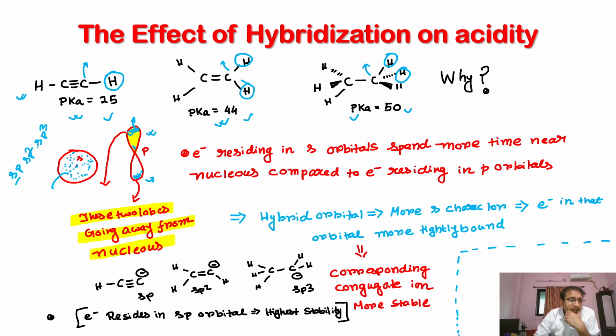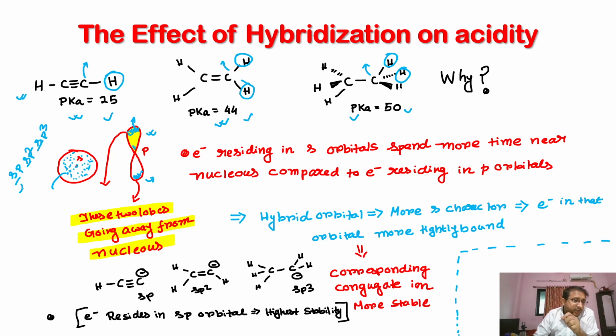So in this hybridized orbital, as the percentage of the s character increases, listen carefully, the electron will spend much more time close to the nucleus. Because in the case of a pure s orbital, all the electrons spend much more time closer to the nucleus. So as the percentage of the s character in any hybridized orbital increases, those electrons will be tightly bound by the nucleus.